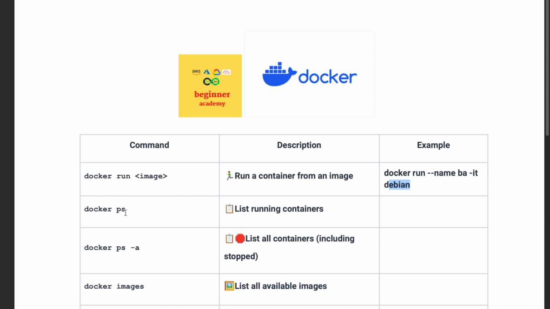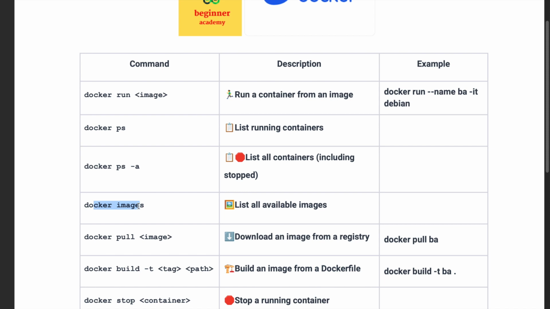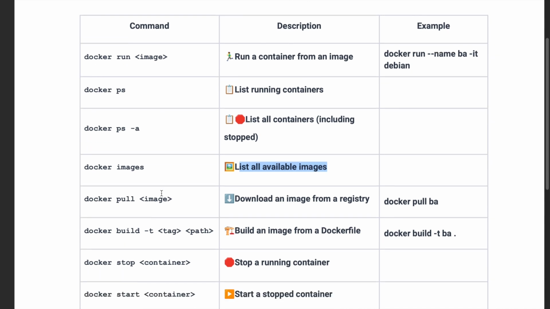Okay. So the next command is docker ps. When you run this particular command, what it does is it lists all the running containers inside your laptop. Next command is docker ps -a. -a stands for all. It will list out all the containers, including all the stopped containers also. The next command is docker images. It will list all the images present on your laptop or wherever you have installed your Docker.